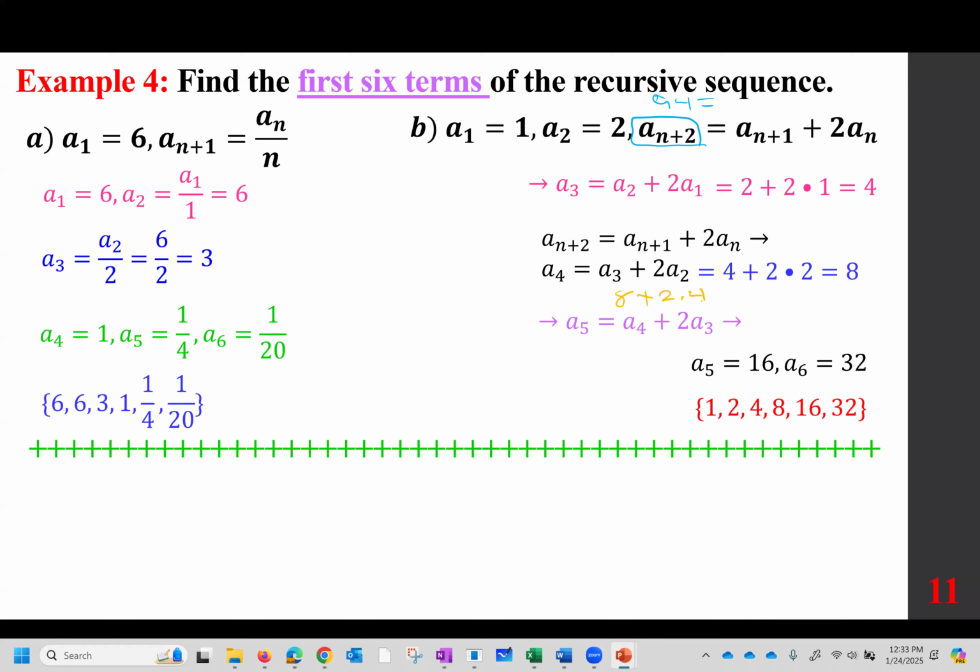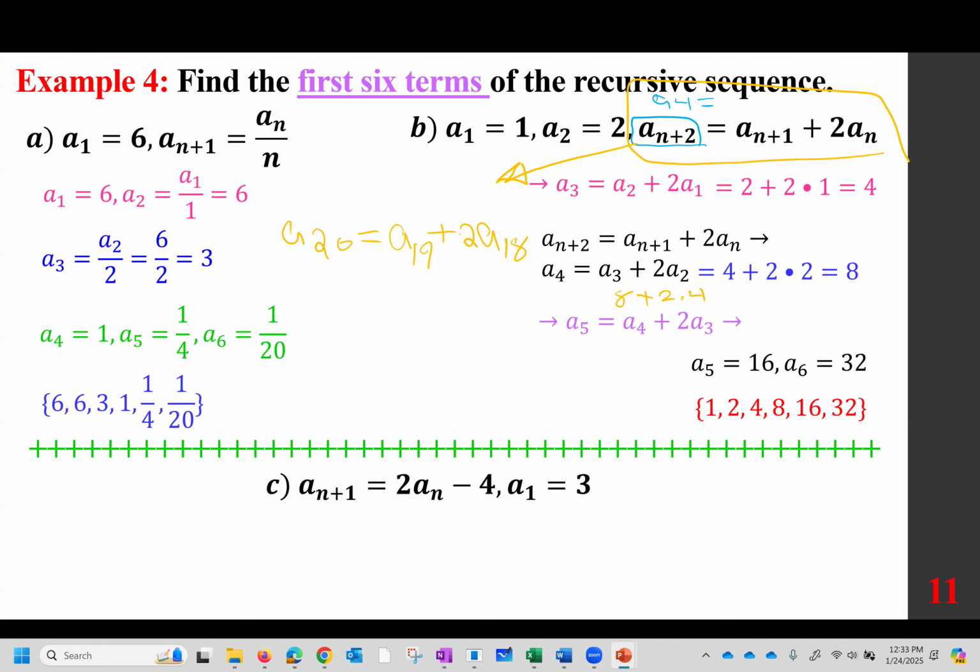So just for the sake of argument, as far as the formula is concerned, if somebody says, okay, what is A sub 20? What would be the formula? Anybody? The one before that, A sub 19, plus 2 times the one before A sub 19. That's the meaning.